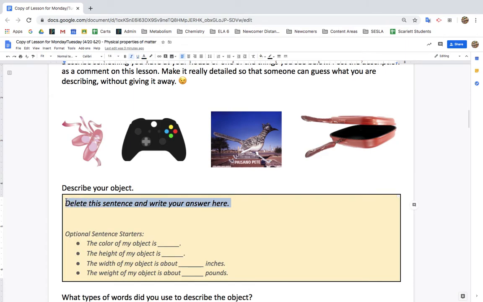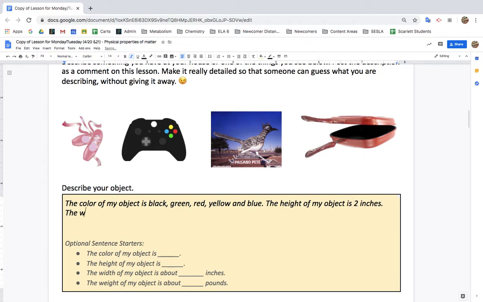So I'm going to delete this and I'm going to start by saying the color of my object is black, green, red, yellow, and blue. The height, or how tall, of my object is probably about 2 inches tall. The width of my object is, well, we know width is from here to here. I'd say that's probably about 5 inches. The weight of my object is about half a pound.